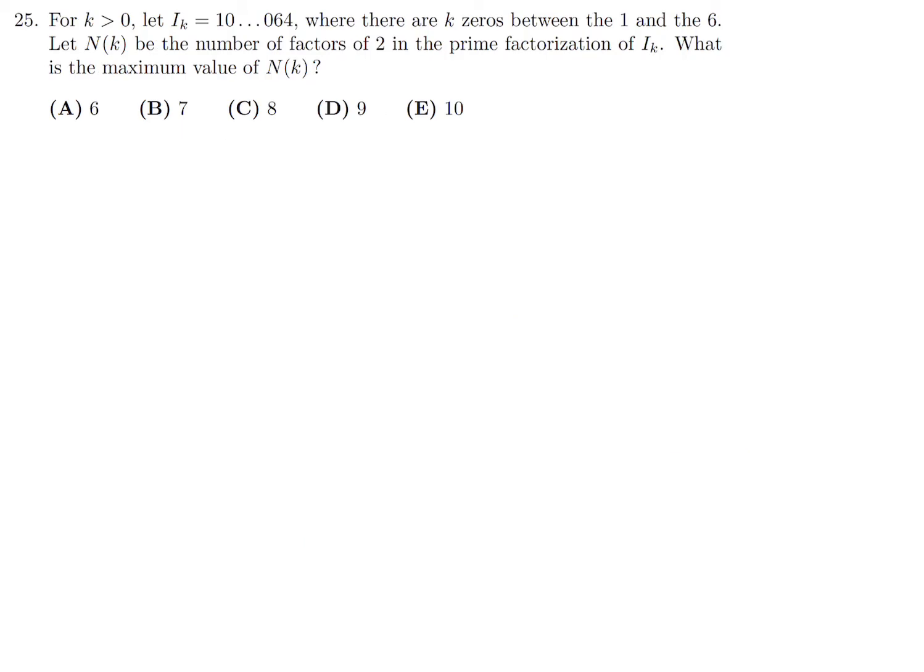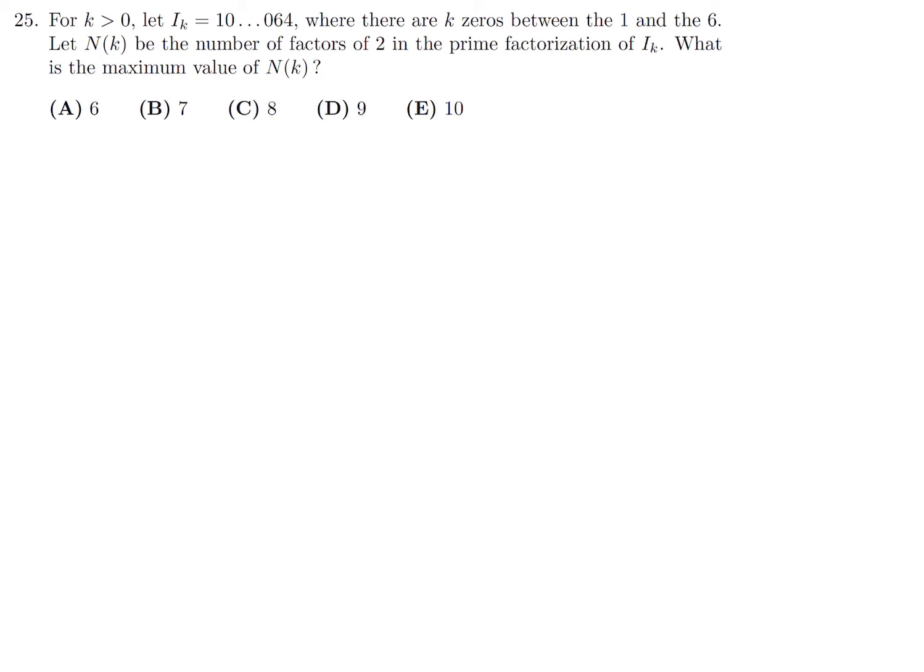For k greater than 0, let i_k be 10...064, where there are k zeros between the 1 and the 6. Let n_k be the number of factors of 2 in the prime factorization of i_k. What is the maximum value of n_k?